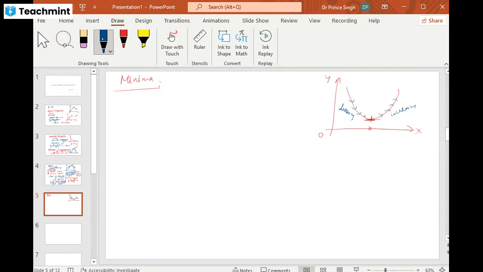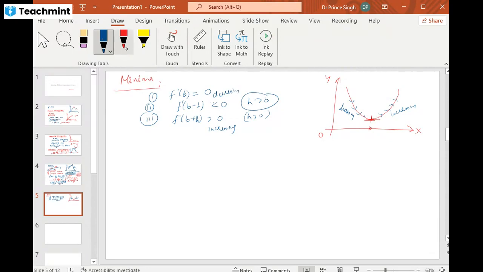Okay, so what is the condition of minima? Number one, f dash b, because at this particular point the tangent is parallel to x-axis, so f dash b is equal to 0. Second one, in the left neighborhood of a point, f dash of b minus h is less than 0, because it is a point of minima, where h is greater than 0, right? And the third condition is f dash of b plus h is greater than 0. This is the condition of increasing function, and this is the condition of decreasing function.